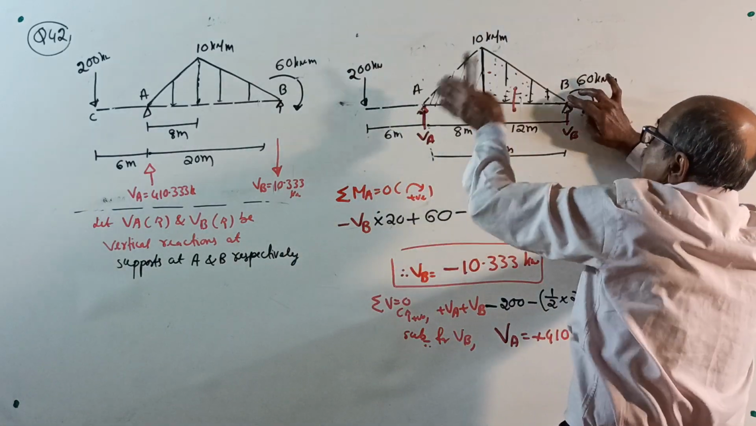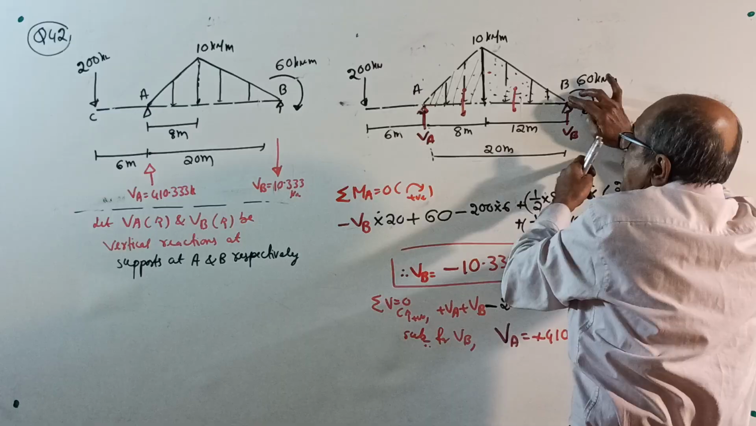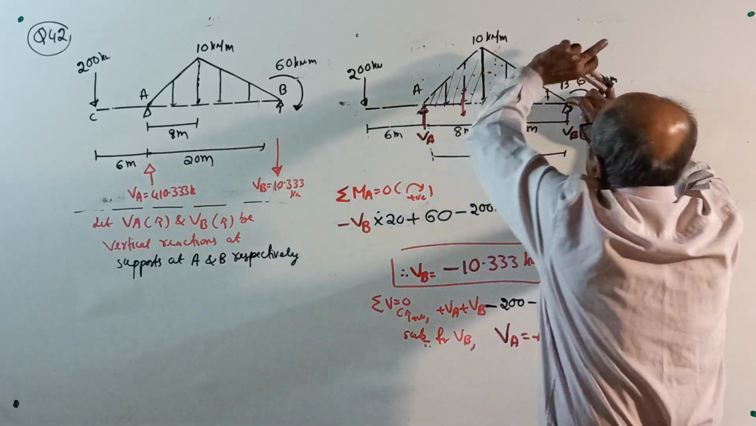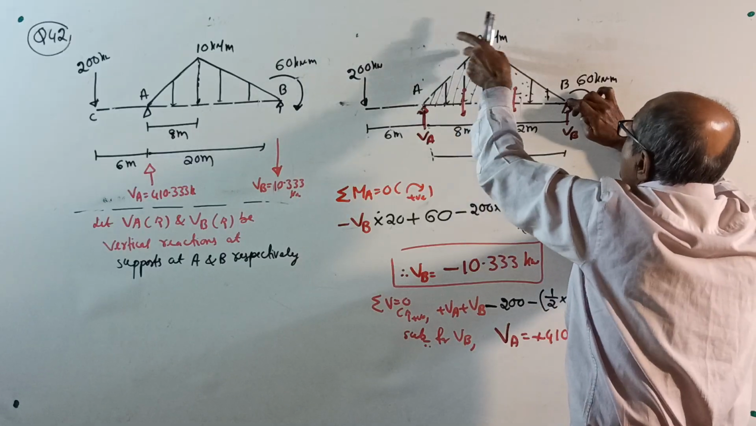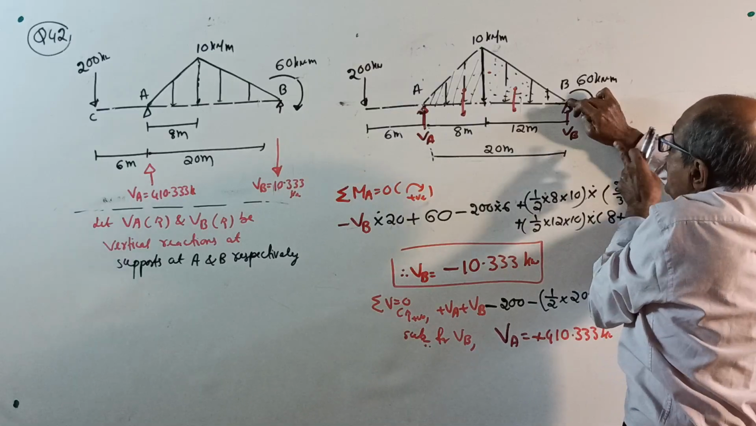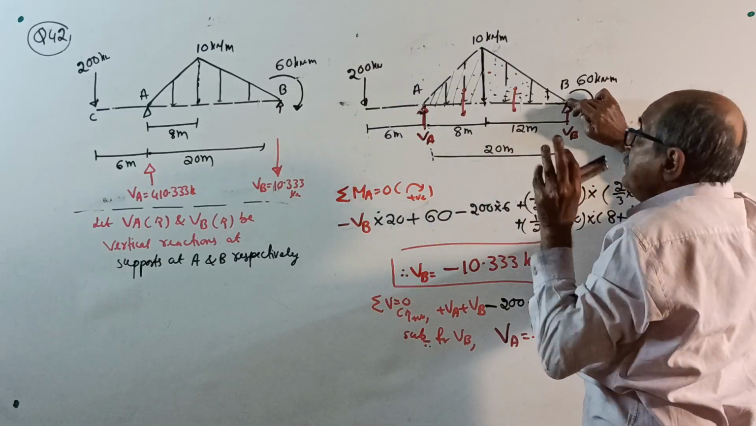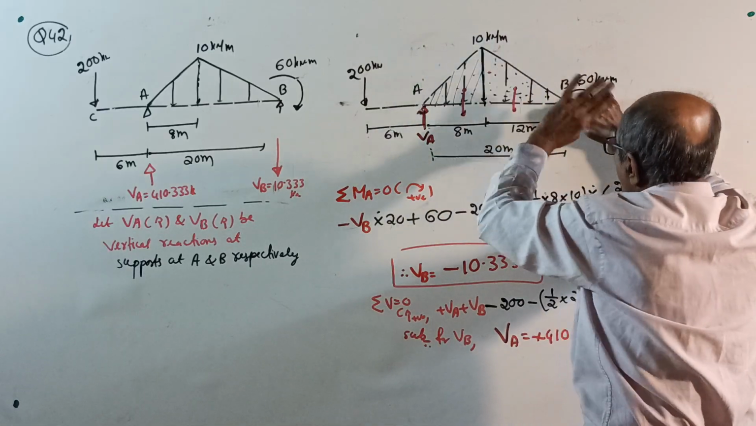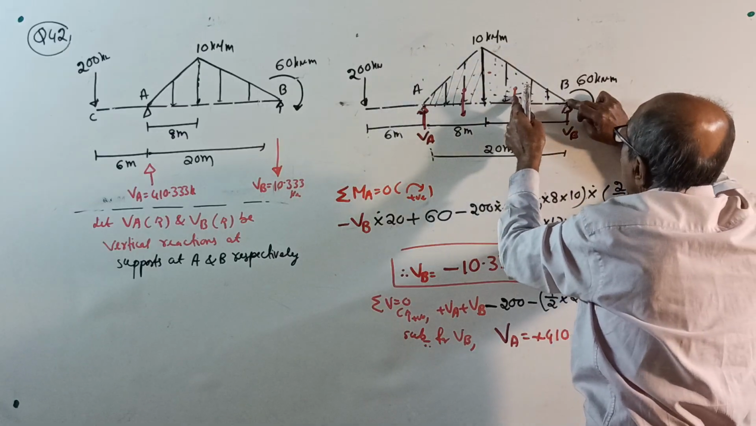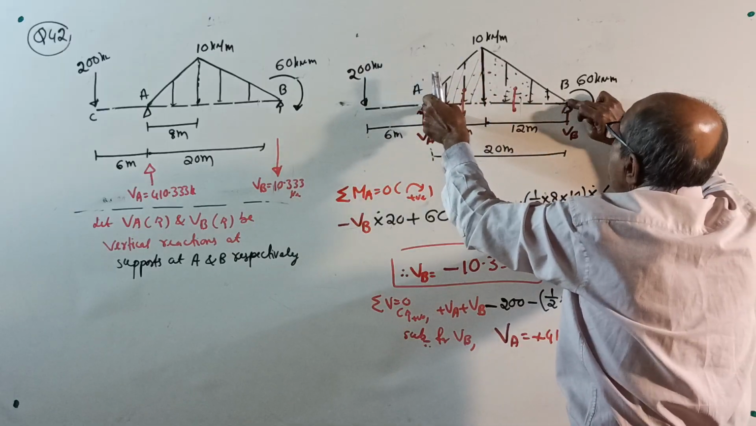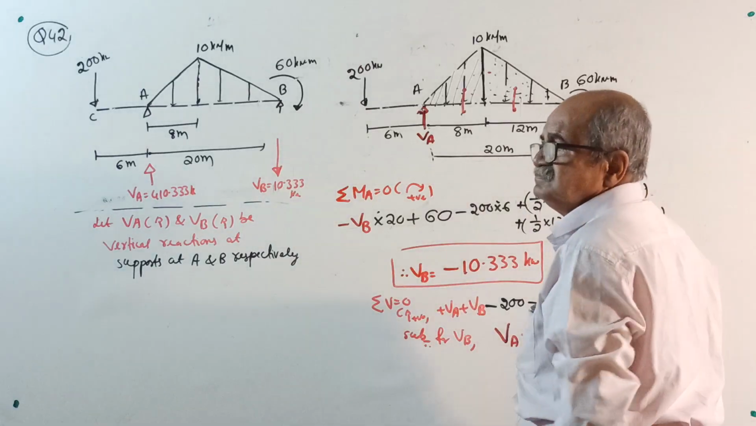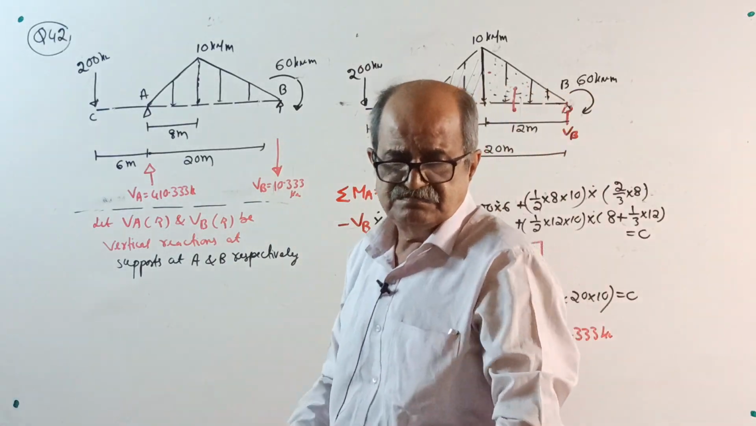Plus VA into 20 minus 200 into 26 plus 60, then minus, if I take both triangles together, half into 20 into 10 into 20 plus 12 divided by 3. See, the formula for this resultant, or half into 12 into 10 into 2/3 of 12 and half into 8 into 10 into 12 plus 1/3 of 8. Solve the question and get the answer.